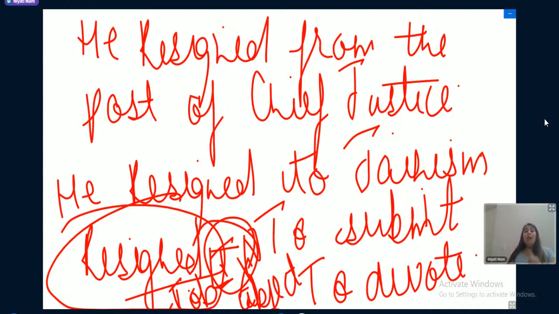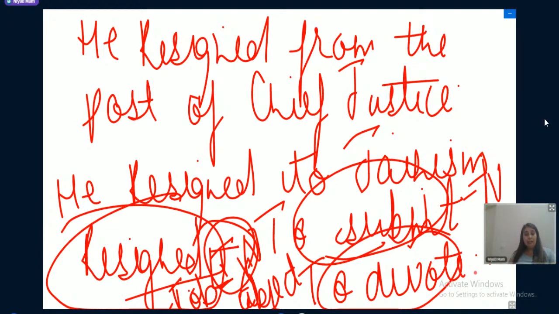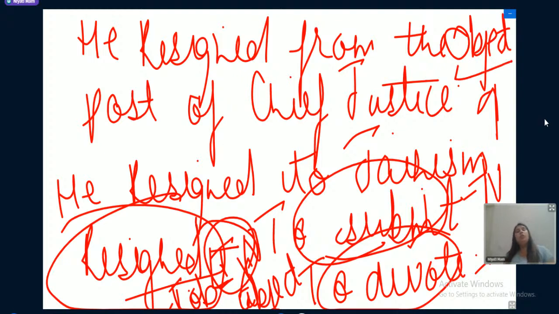One thing. But when resign means to submit or to devote, in that case resign is a transitive verb, and because it is a transitive verb, it needs an object after it, and if the object is not there, you need to write what? A reflexive pronoun. See, he resigned from the post of Chief Justice. Totally correct, because here the meaning of resign is to give a resignation letter from your job. So we do not need an object after it. He resigned to Jainism.